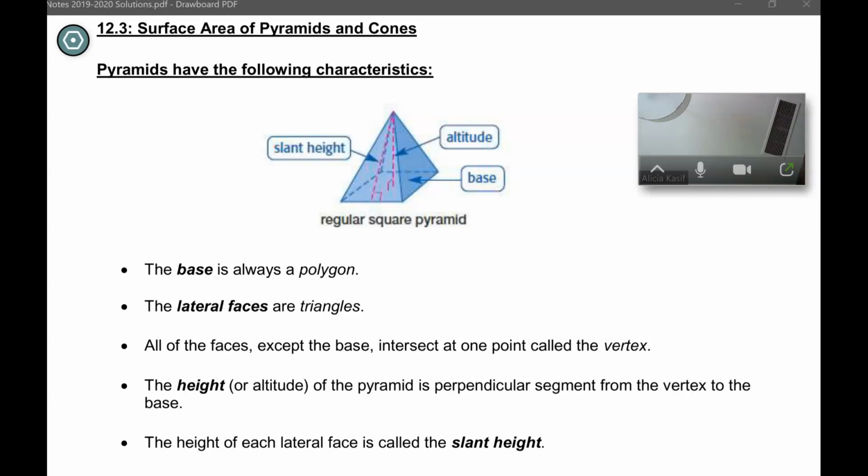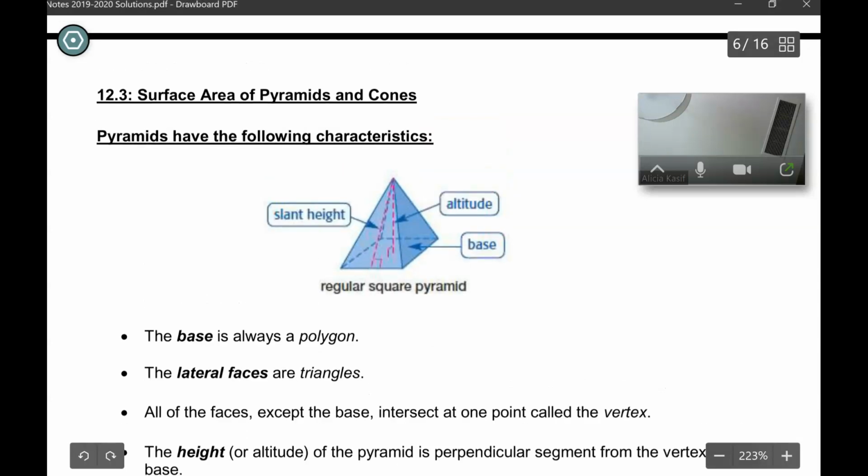Okay, so we're going to continue with 12.3, surface area of pyramids and cones. Before we get to the formulas, let's look at the characteristics of a pyramid. If you recall back to prisms, all the lateral faces were rectangles. With pyramids, all the lateral faces are triangles now.